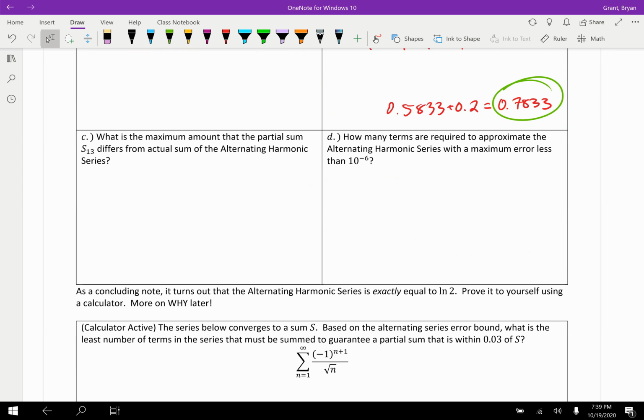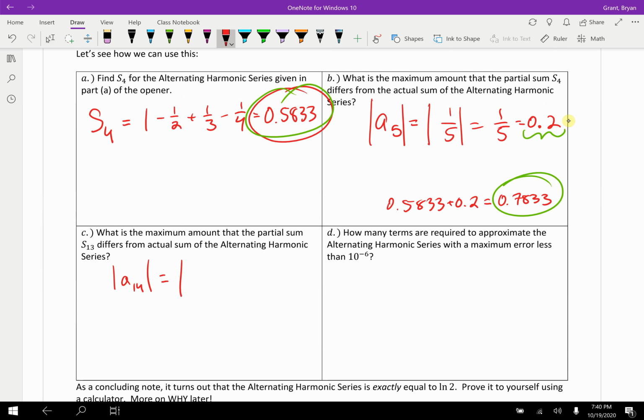What's the maximum amount that the partial sum S sub 13 differs from the actual sum? So if you summed up through the 13th term, well, the most it's going to differ by is the 14th term, right? A sub 14. It's the next term that we haven't summed up. And this is really easy. The 14th term, well, notice the fifth term was positive. So the 14th term, it's an even, is going to have to be negative here, or it ends up being positive anyway, so it really doesn't matter. So the most that we're actually off by is 1/14.